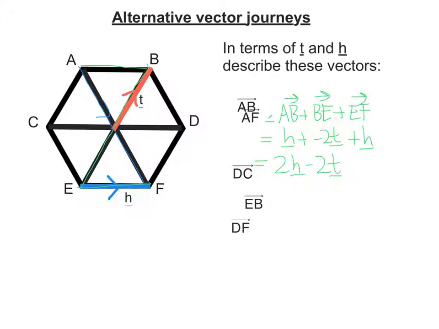Now let's look at E to B. Now E to B, let's get a different colour, let's have purple, shall we? And E to B is this vector here. Well, that's relatively straightforward because it's parallel to T, going in the same direction, but it's 2 lots. So that is going to be 2T.